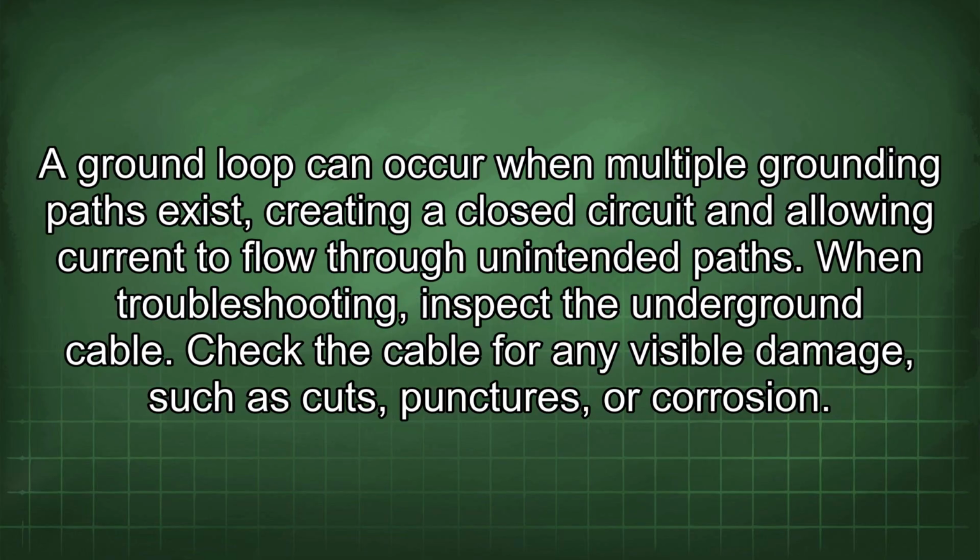A ground loop can occur when multiple grounding paths exist, creating a closed circuit and allowing current to flow through unintended paths. When troubleshooting, inspect the underground cable. Check the cable for any visible damage, such as cuts, punctures, or corrosion.